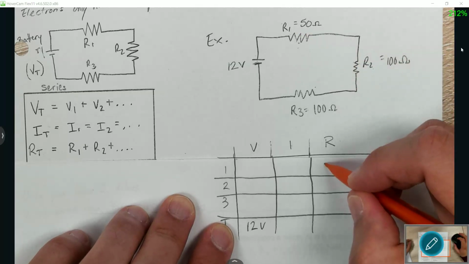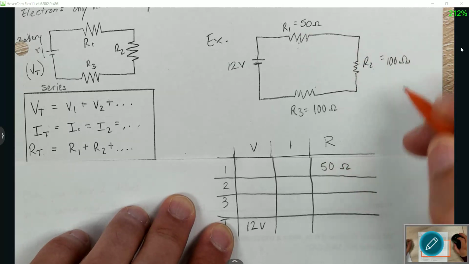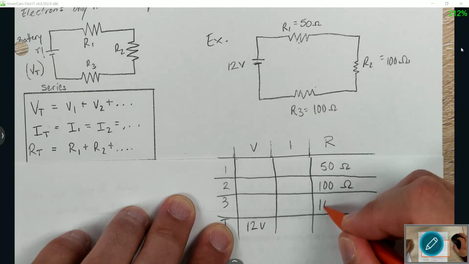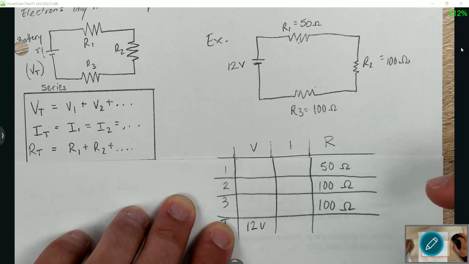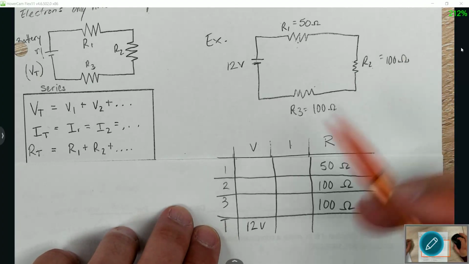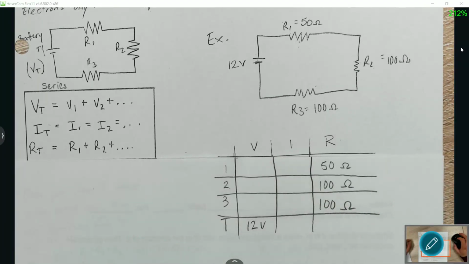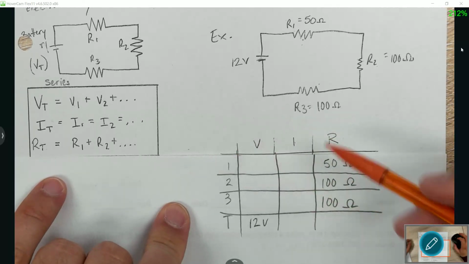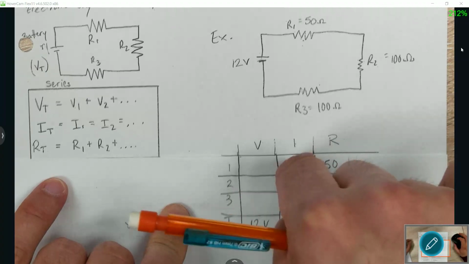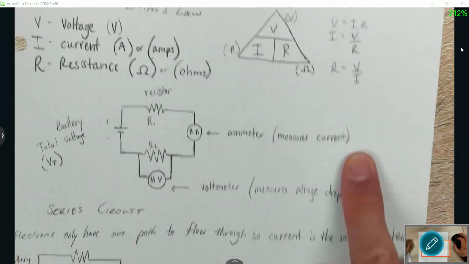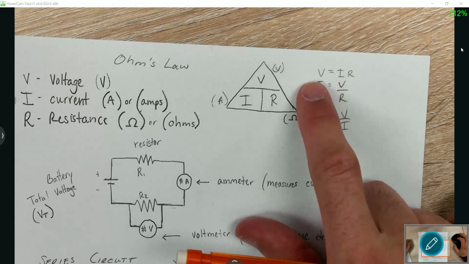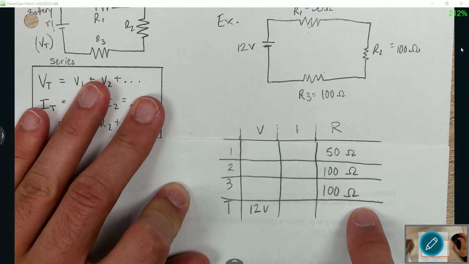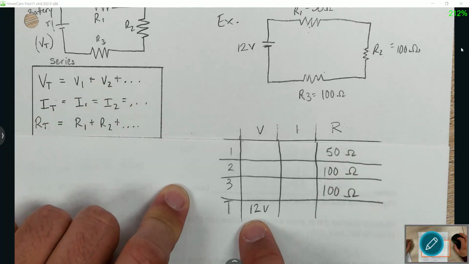Okay, what else do I have? I have R1, which is 50 ohms, R2, which is 100 ohms, and R3, which is also 100 ohms. Now, I can't use the triangle yet because you need 2 values in any row. If I knew current and resistance, I could multiply them together to find the voltage. I don't have any currents. All I have is resistances and the total voltage.